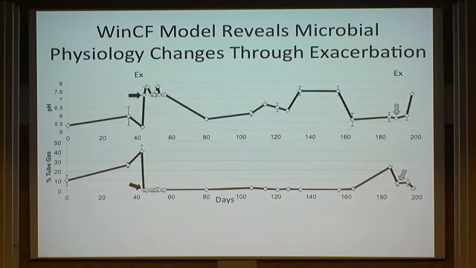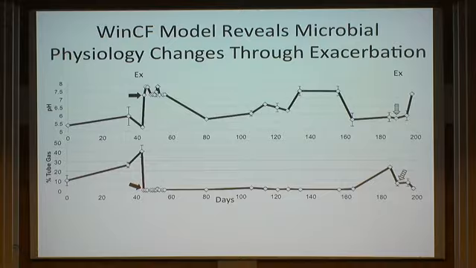But what was really interesting is when I started using this WinCF model in longitudinal samples. So again, getting back to exacerbations, we've set up this core physiology, and we're starting to understand how they exist. Does this change through time? Can we find biomarkers of CF exacerbations?